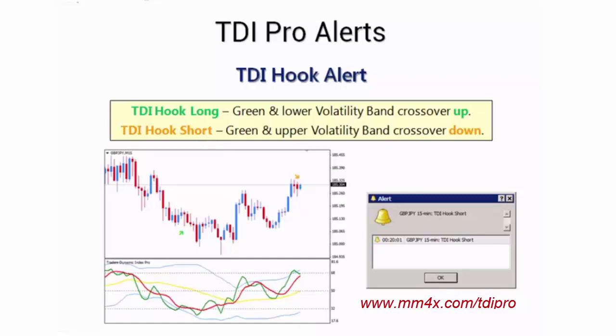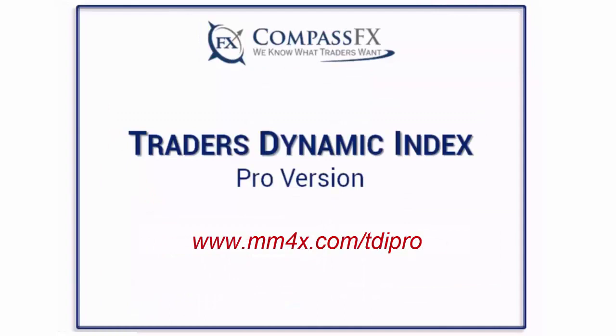And just the opposite, the TDI hook short is when the green line is way up above the 68, above the volatility band, and crossing back over, suggesting time to exit a long trade and potentially look to enter a short trade. This is the TDI hook alert. Well, all in all, the TDI Pro indicator does a lot of work for you in one simple indicator.